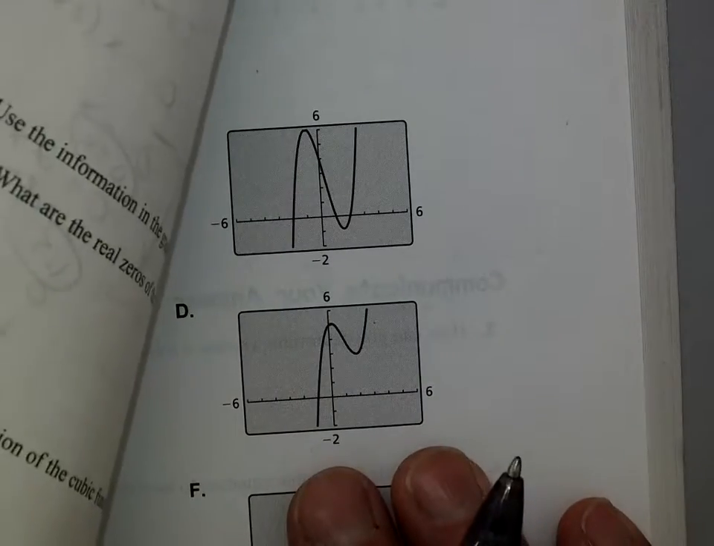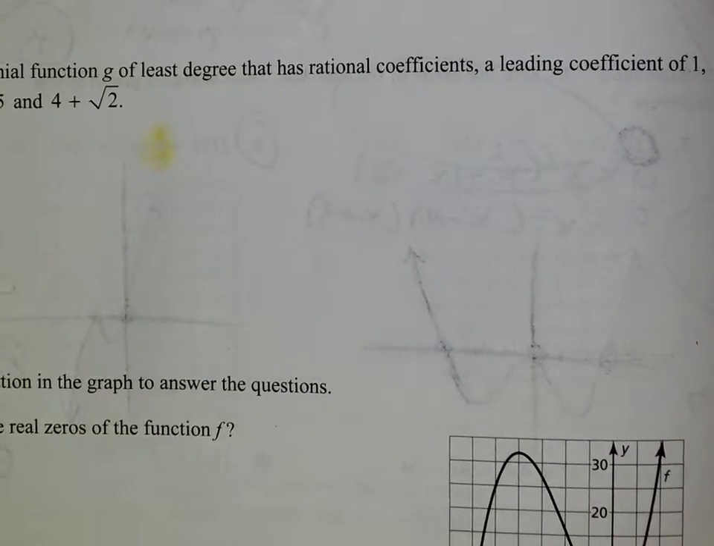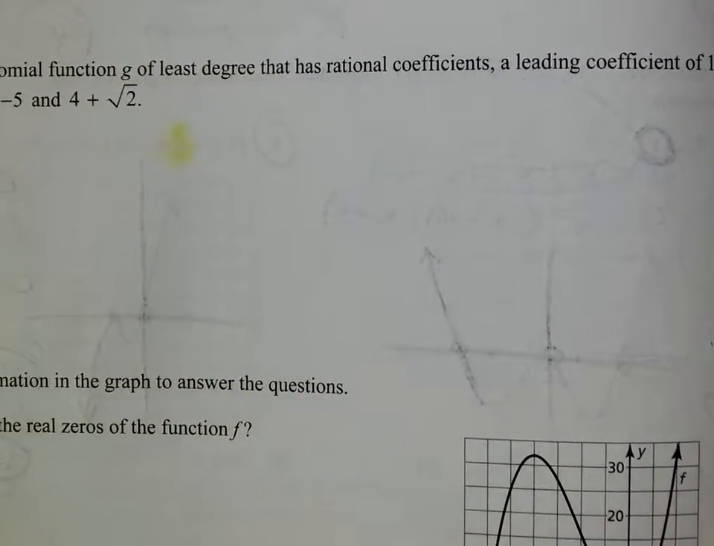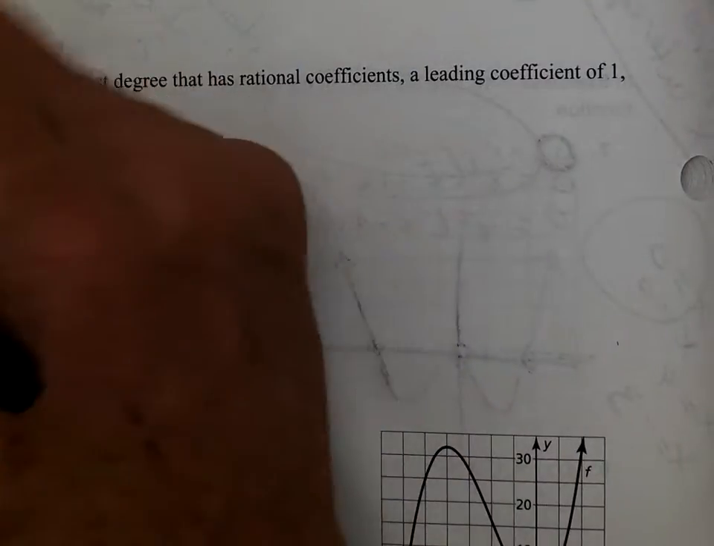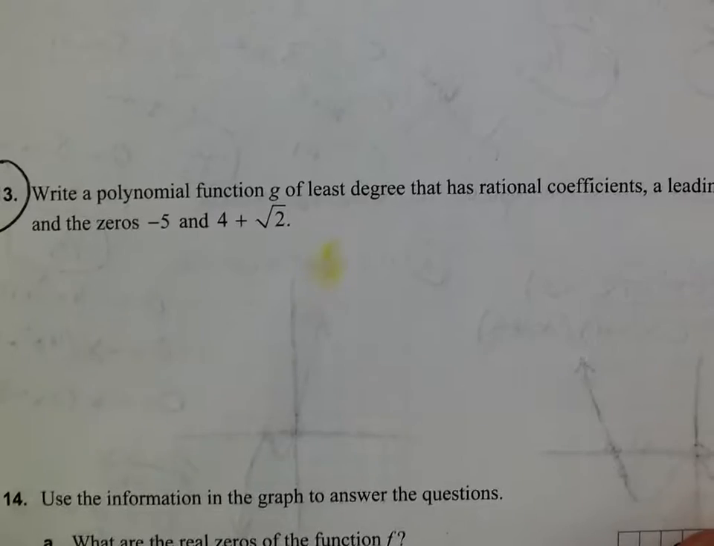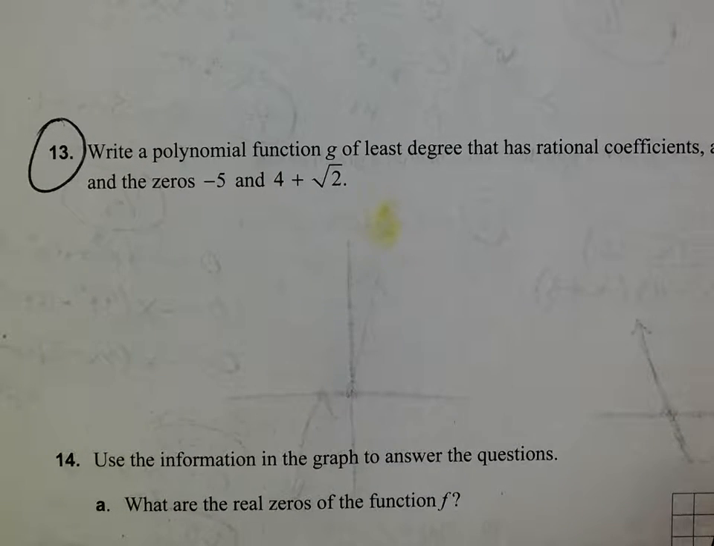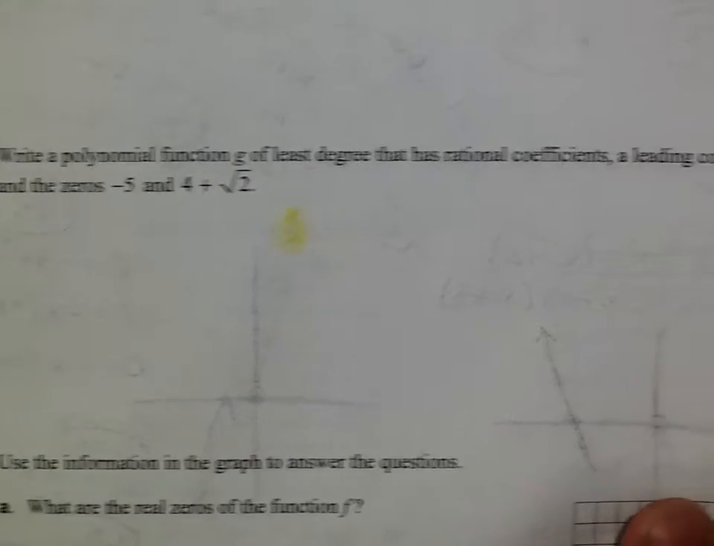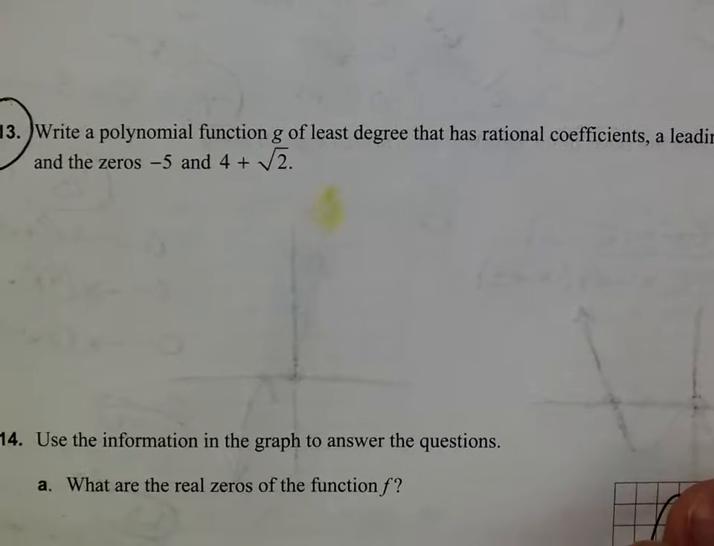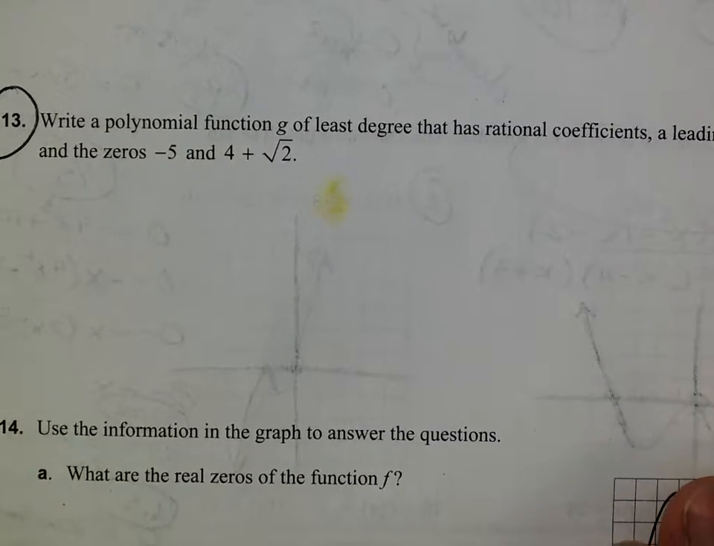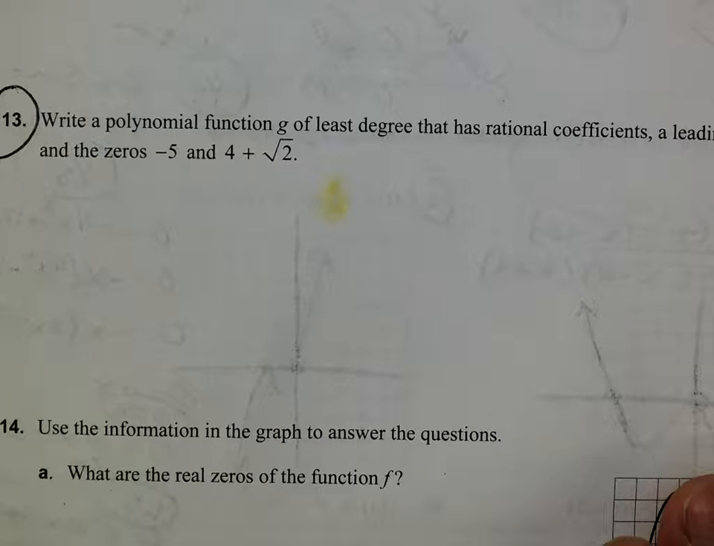All right, let's turn the page, and we're almost done, okay? Let's take a look at number 13. We're almost done. Okay. So write a polynomial function of least degree that has rational coefficients, a leading coefficient of 1 and zeros of negative 5 and 4 plus the square root of 2, okay?